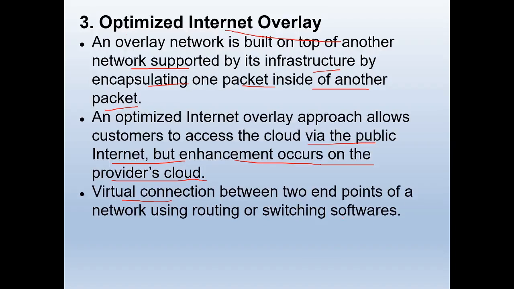Virtual connection between two endpoints of a network using routing or switching software. So routers are used and the switches are used in between for virtual connection between two endpoints. For example, VPN, point-to-point protocol and voice over internet protocol. So this can be the example of optimized internet overlay. In this VPN we can find many types, and one of them is the optimized internet overlay.